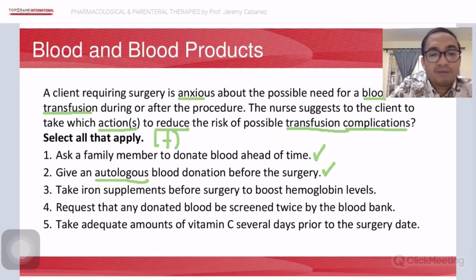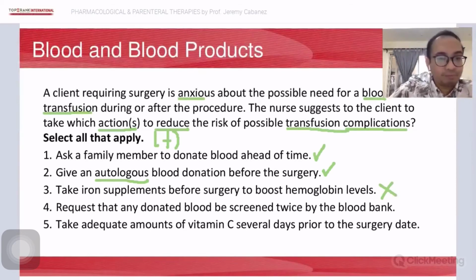Next, number 3. Take iron supplements before surgery to boost hemoglobin level. Question. Will taking iron prevent transfusion reaction? No. Taking iron supplement before a surgical procedure will not prevent the development of transfusion reaction, but it would only prevent the development of anemia. So related or unrelated, this is unrelated.